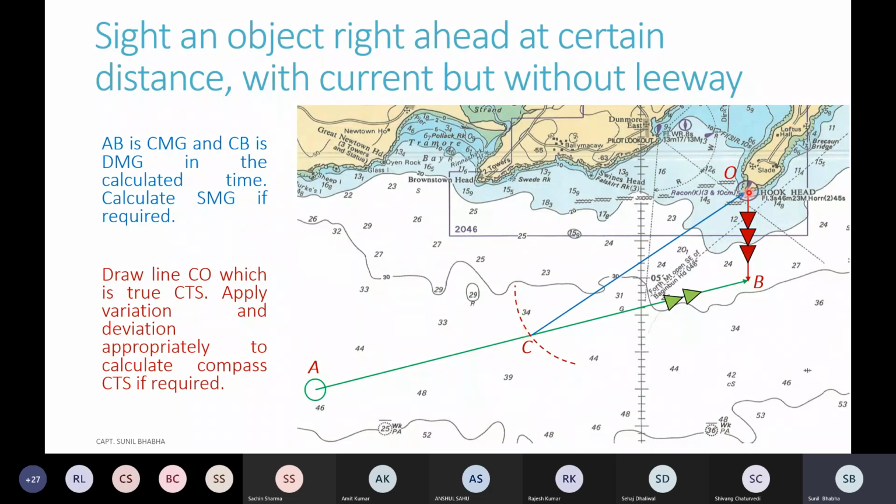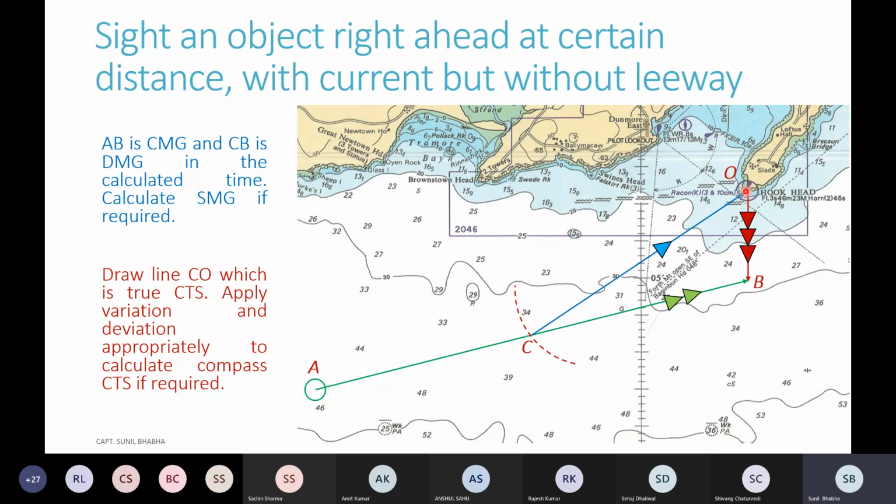This Charlie to Oscar is our course to steer. So let's mark it with a single arrow. You see the single arrow being marked here. So Charlie to Oscar is our course to steer. Oscar to Bravo is the set and drift of the current. And Charlie to Bravo is the distance made good and the course made good.